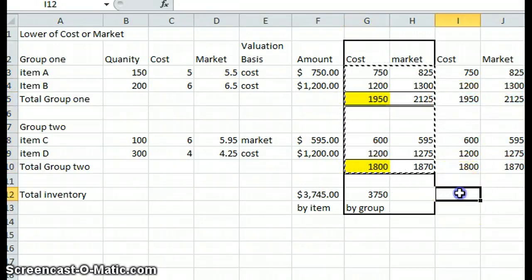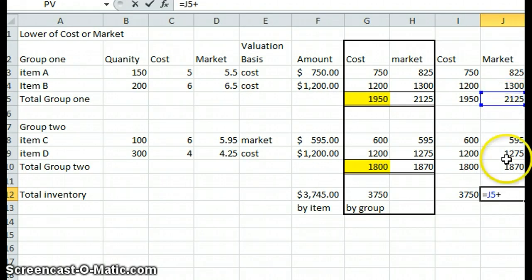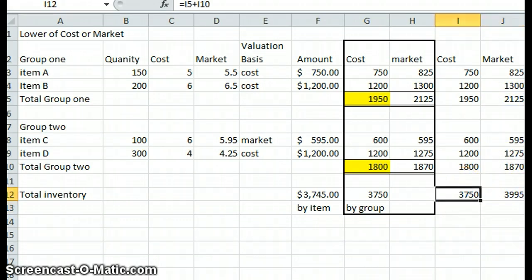So down here we would add the 1,950 plus the 1,800, and over here we'll add the markets. We'll add their totals, 2,125 plus 1,870, and then we'll compare. 3,750 is lower. Again, it's the same since both of these groups were cost. So we would value the inventory by 3,750.